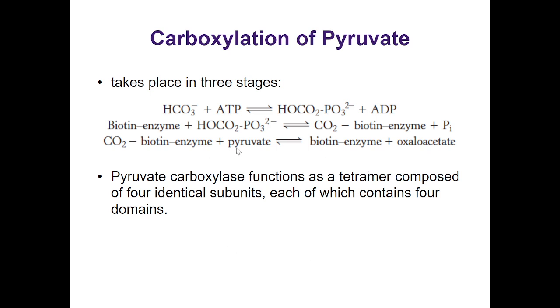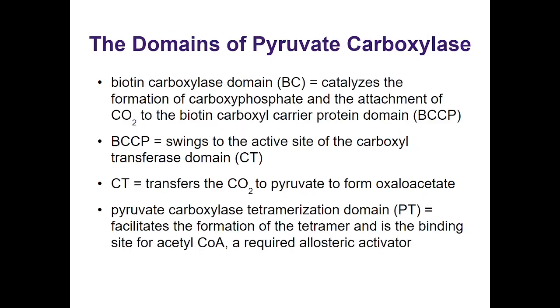The pyruvate carboxylase is actually going to function as a tetramer that's composed of 4 identical subunits, each of which will contain 4 domains. The biotin carboxylase domain, which is the BC, biotin carboxylase. This is going to catalyze the formation of the carboxy phosphate. It'll attach the CO2 to the biotin carboxyl carrier protein domain, which is your BCCP.